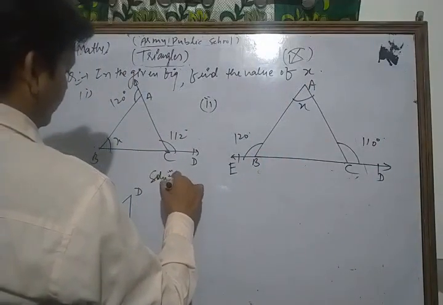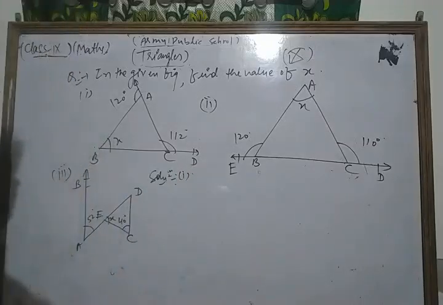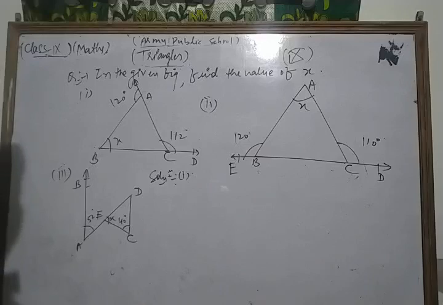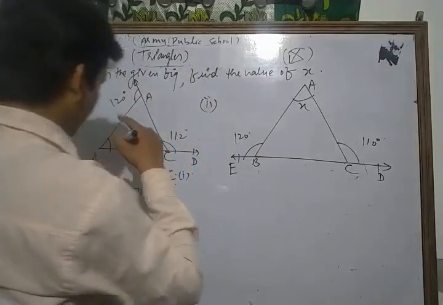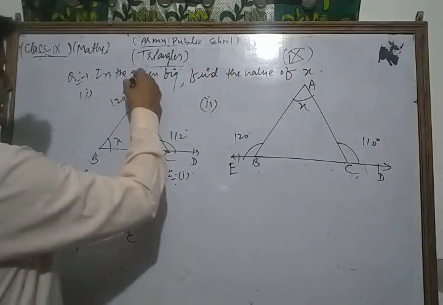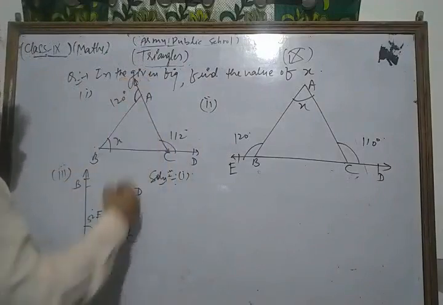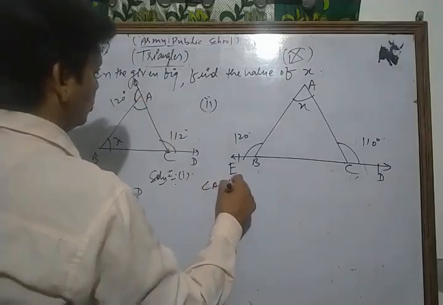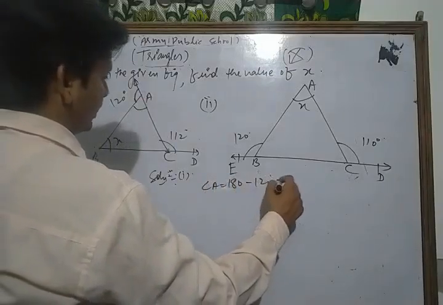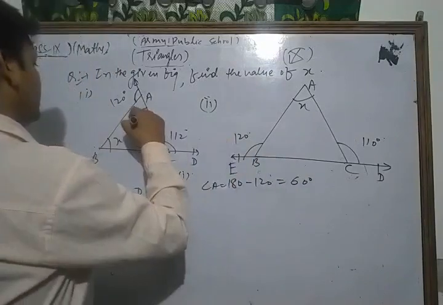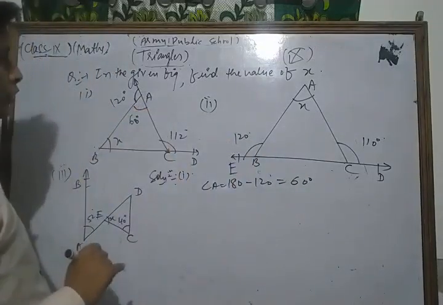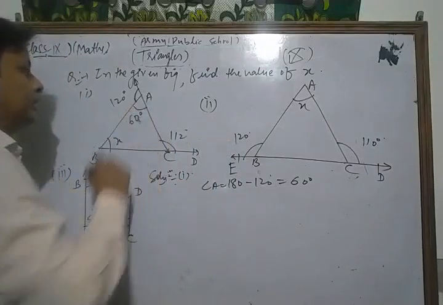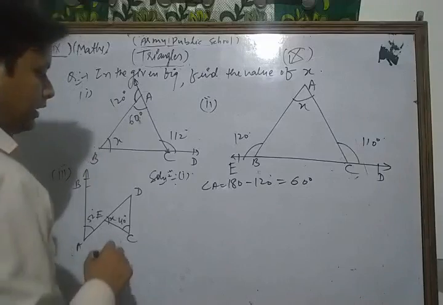So first of all, let us take and solve first part of this question. Okay, and the first part is what? Let's see here. In triangle ABC, first of all, CA is the straight line. So first of all, we find that angle, and this is the linear pair. So angle A is equal to 180 minus 120, that is 60 degree. So in this way we get the angle A is 60 degree.